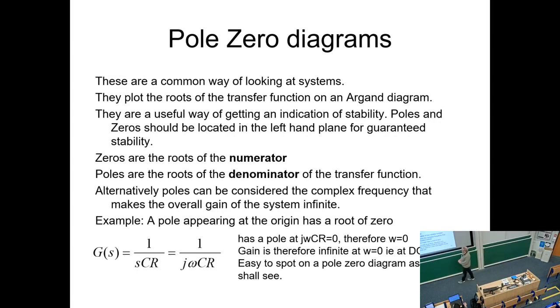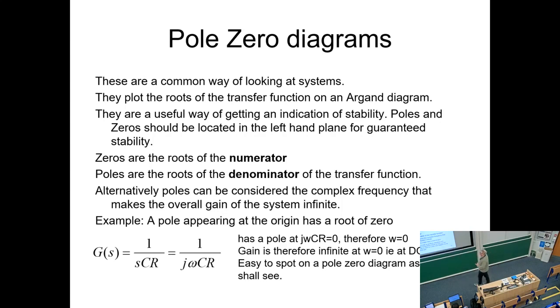Right. So, a pole appearing at the origin, for example, in this case, the only thing we can play with is omega in this diagram. Okay? Frequency, we replaced S with j omega, and then we're just going to take the magnitude, just take the omega part. Omega gives us a denominator response of 0 when omega equals 0. That's the only point that can happen. So we've got a pole at j omega CR equals 0. Therefore, it happens at omega equals 0.